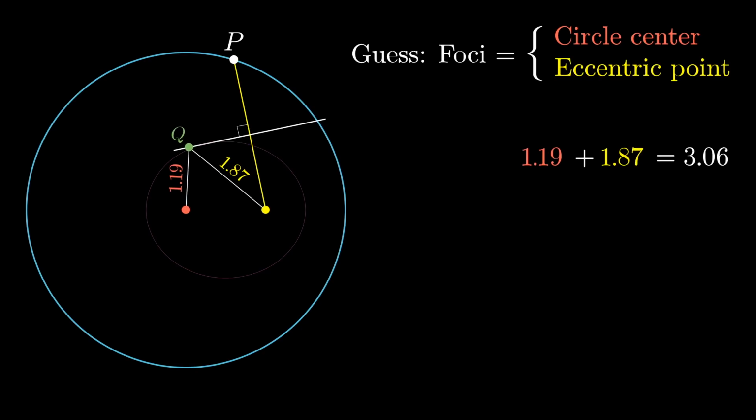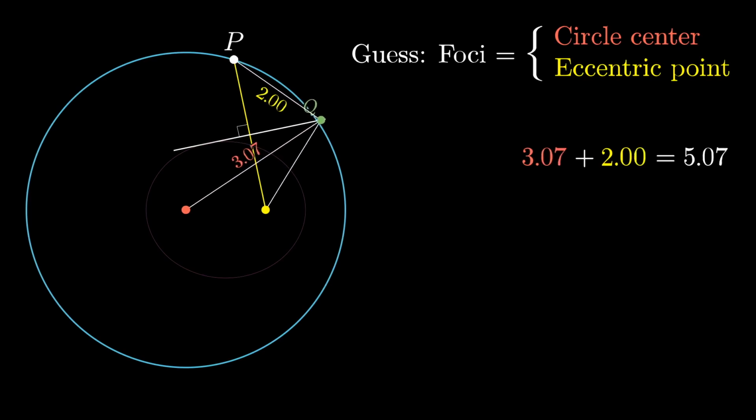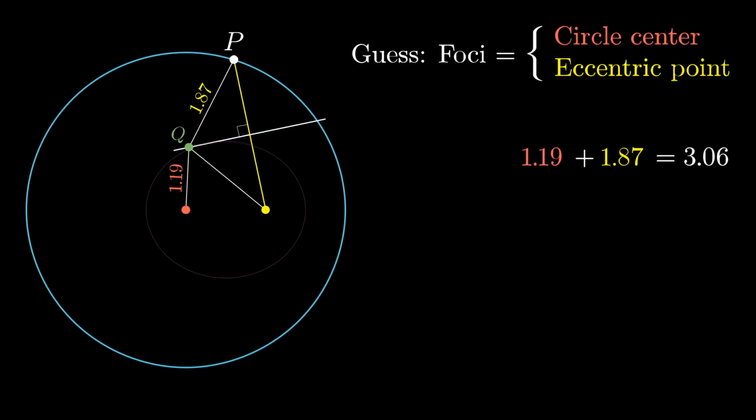The key insight here is that you can find two similar triangles and use them to conclude that the distance from the eccentric point to Q is the same as the distance from Q to P. So that means that adding the distances to each focus is the same as adding the distance from the center to Q, then Q to P. And there are two key things that I want you to notice here.